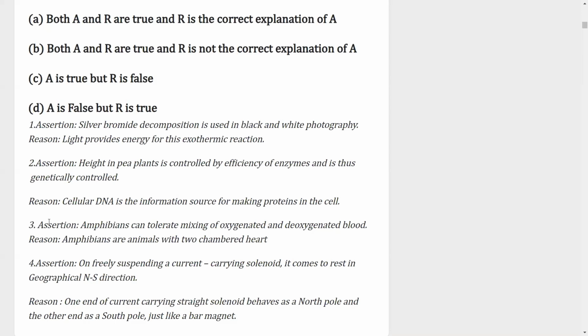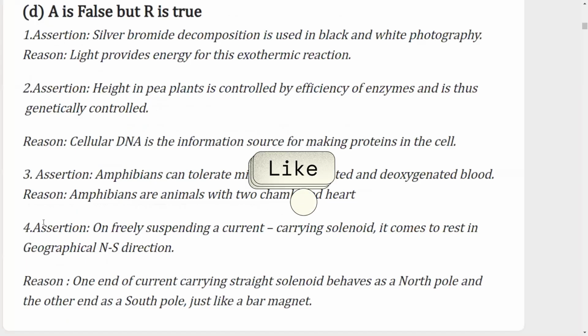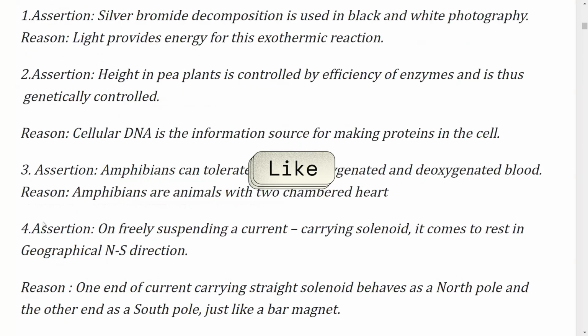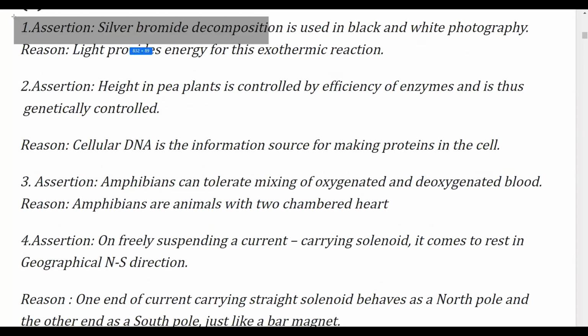Next, as you can see, I've taken four assertion reasoning based questions. So let's begin with the first one here. In the first question, what does it say? The assertion says that silver bromide decomposition is used in black and white photography.